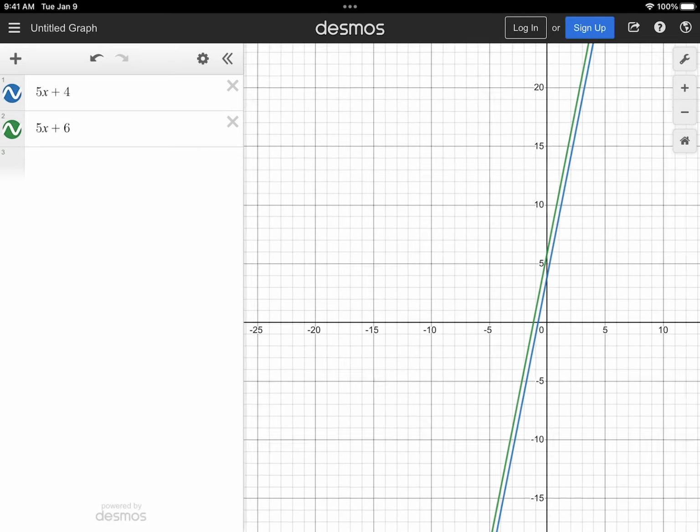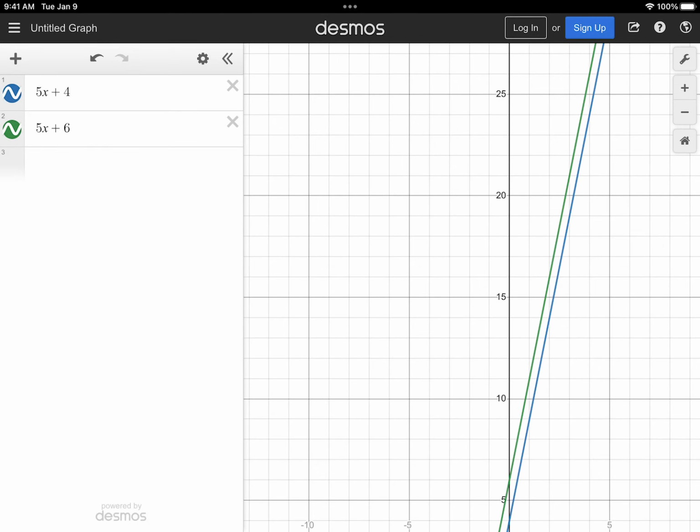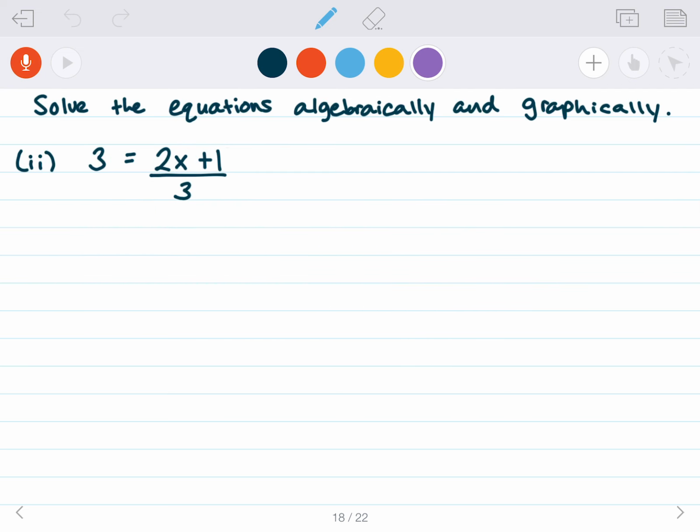Okay, and we can see that these guys are parallel. They're not going to cross anywhere. So, no solution. Okay, let's do this one.